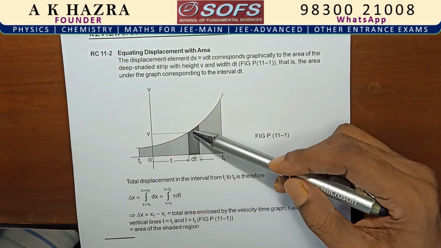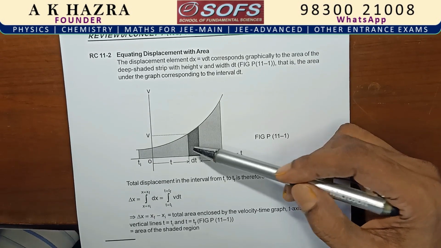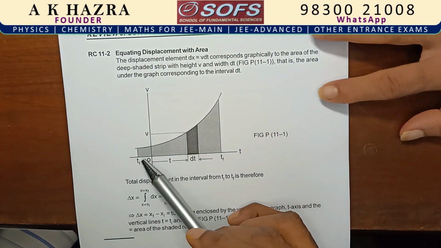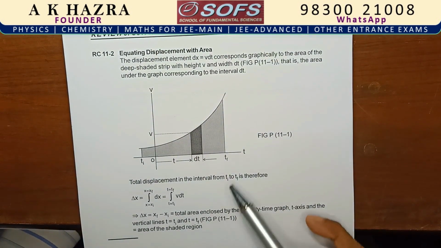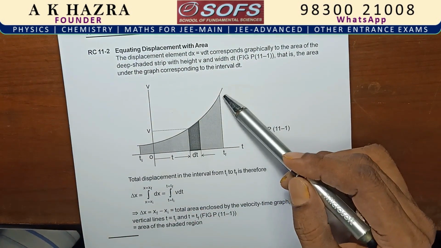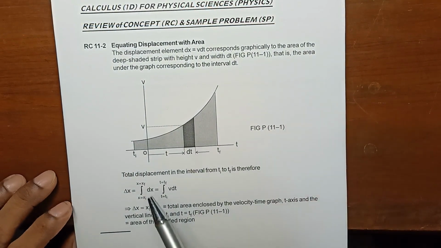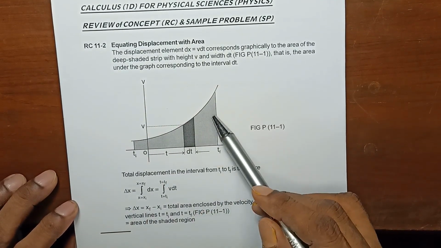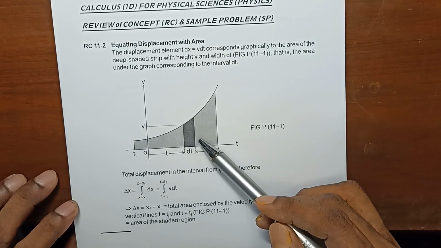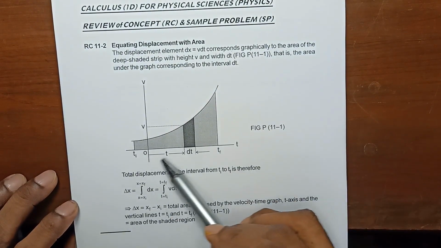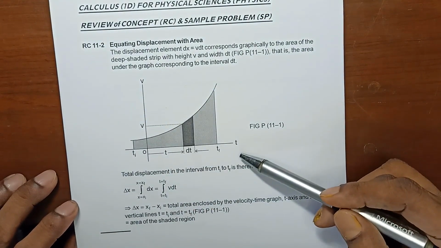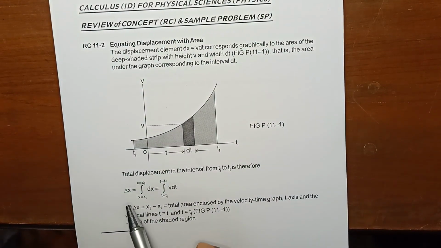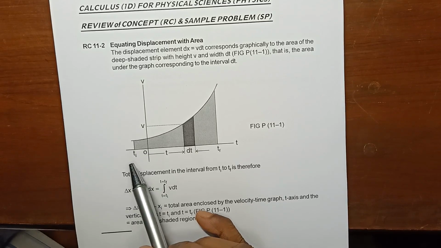So the v dt is the area of the deep shaded strip, and it will move from t equals ti to t equals tf. So this will give the total area of the shaded region. The total area of the shaded region enclosed by the vt curve, the t-axis, and the two vertical lines ti and tf, that is the area of the region enclosed by the vt graph with the t-axis, where v is along the vertical axis and t along the horizontal axis, will give the total displacement of the particle from t initial to t final.